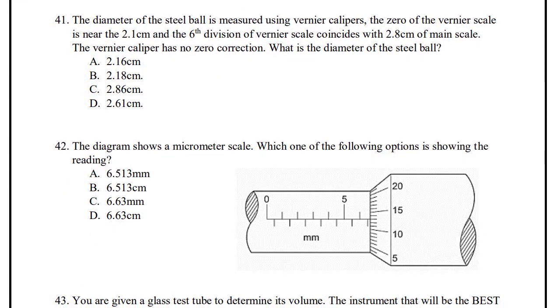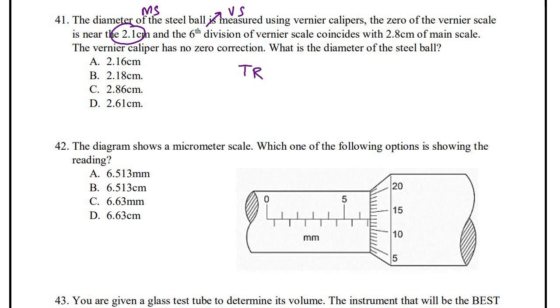Next, we have question number 41. The diameter of the steel ball is measured with the help of a vernier caliper. The zero of the vernier scale is near 2.1 centimeters on the main scale, and 6 divisions on the vernier scale. So this is the vernier scale reading. And the vernier caliper has no zero correction. So what is the diameter of the ball?